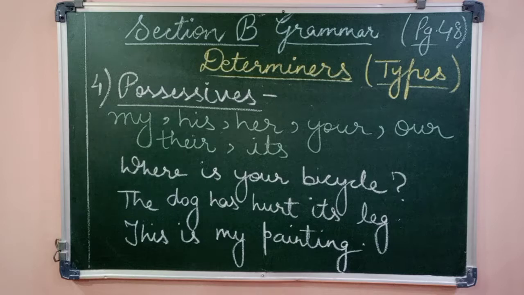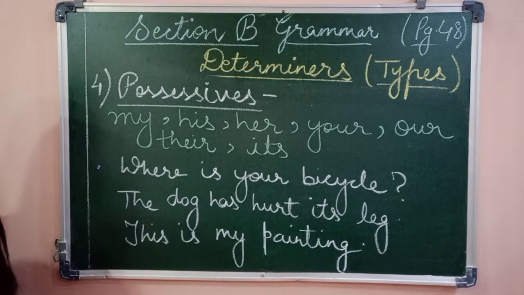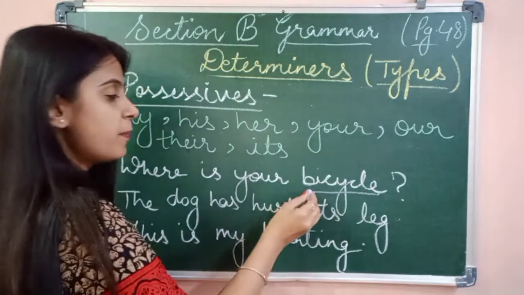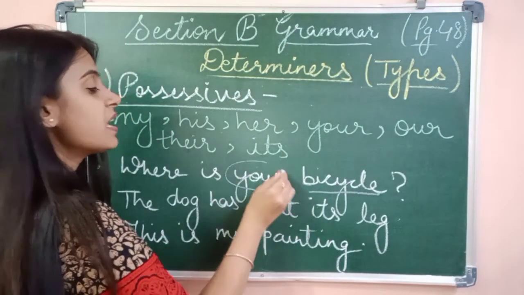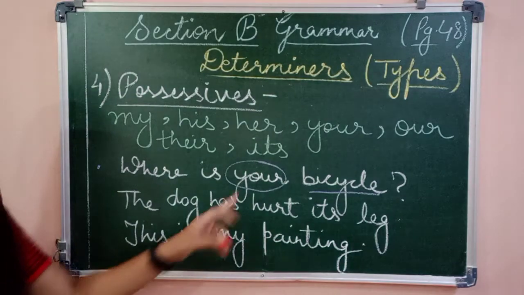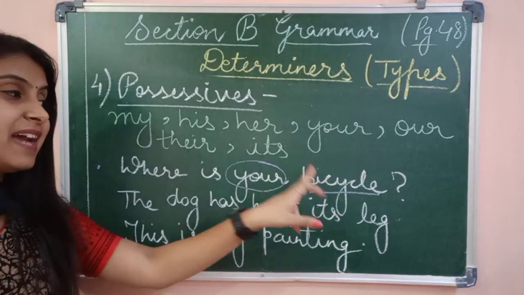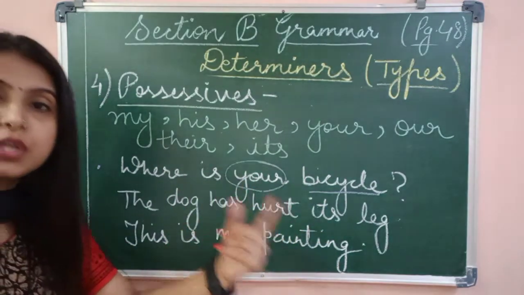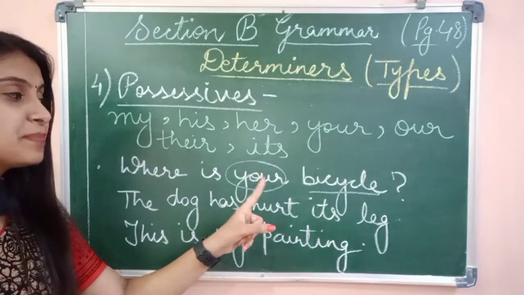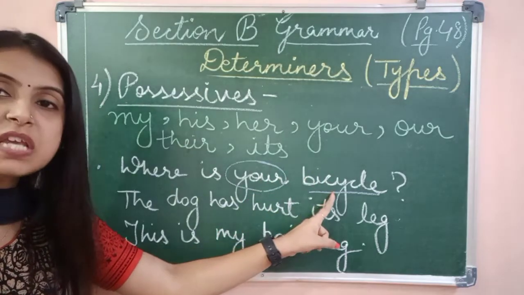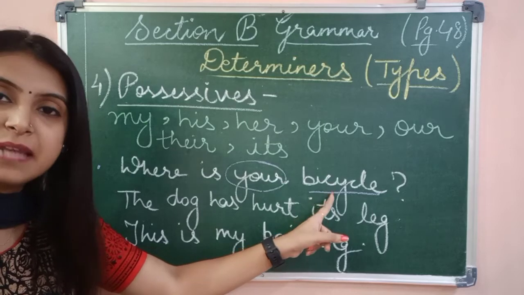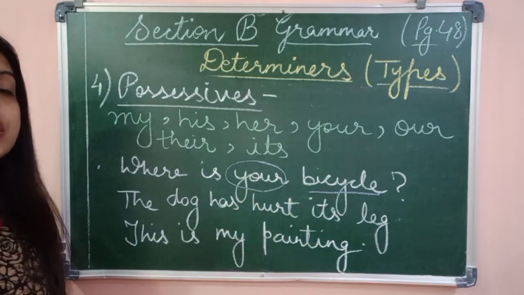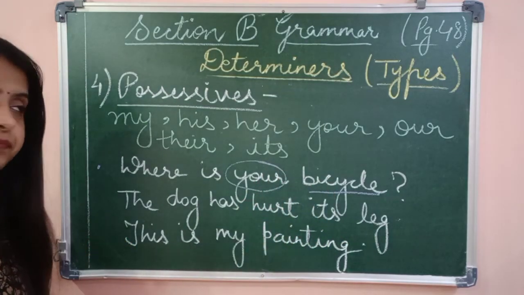The first example sentence says, where is your bicycle? Now here bicycle is a noun. So before that we have used the possessive your. This your shows that the bicycle belongs to you. So this shows possession, and we have used it before the noun to modify the noun bicycle. So here your is possessive.